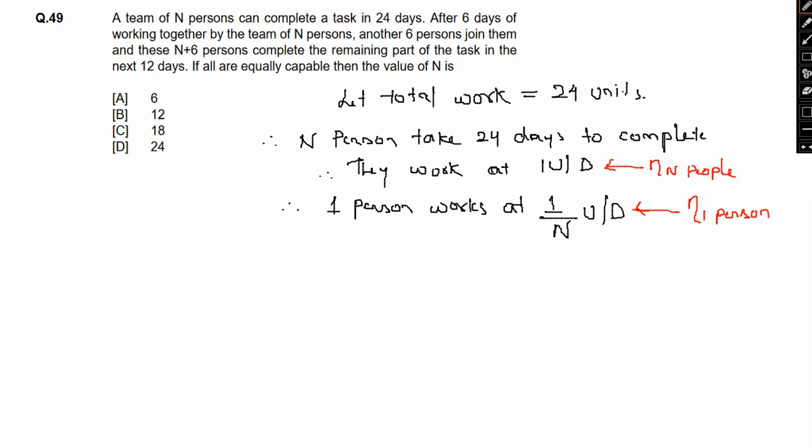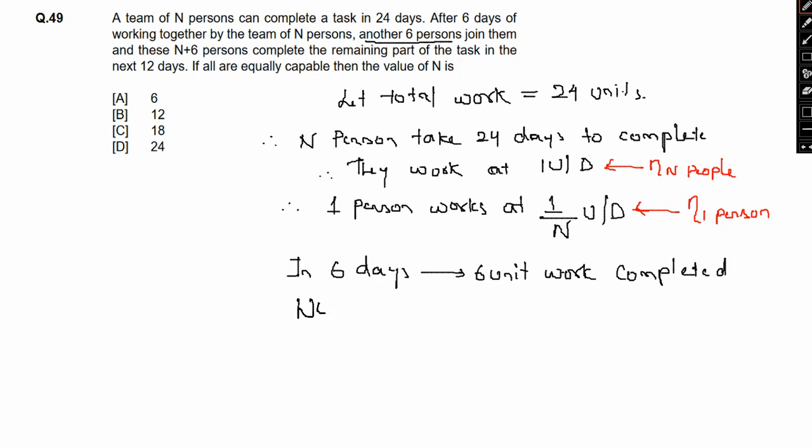Now it's said that they work for 6 days. Okay, because after 6 days people join, that is, for the first 6 days this n number of people works. So in 6 days, 6 units of work are completed. Why? Because their efficiency is 1 unit per day. In 6 days they will complete 6 units. So work remaining is 24 minus 6, that is 18 units.